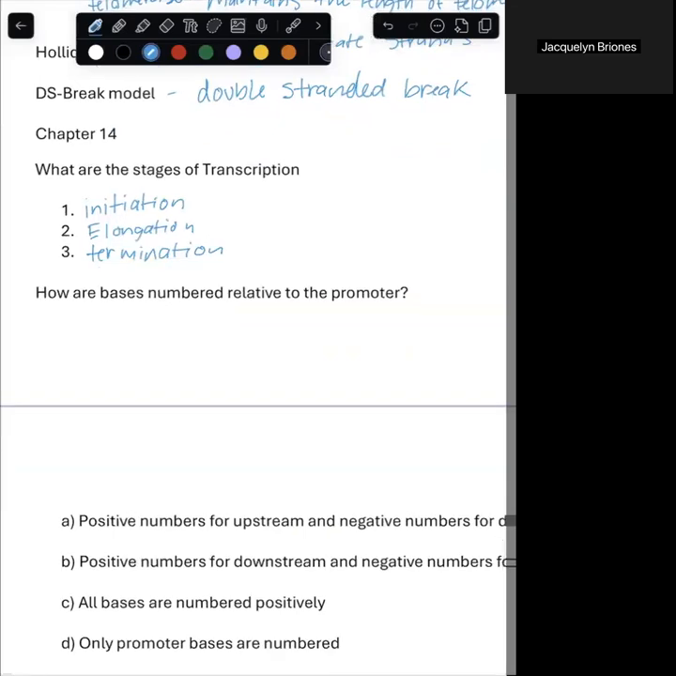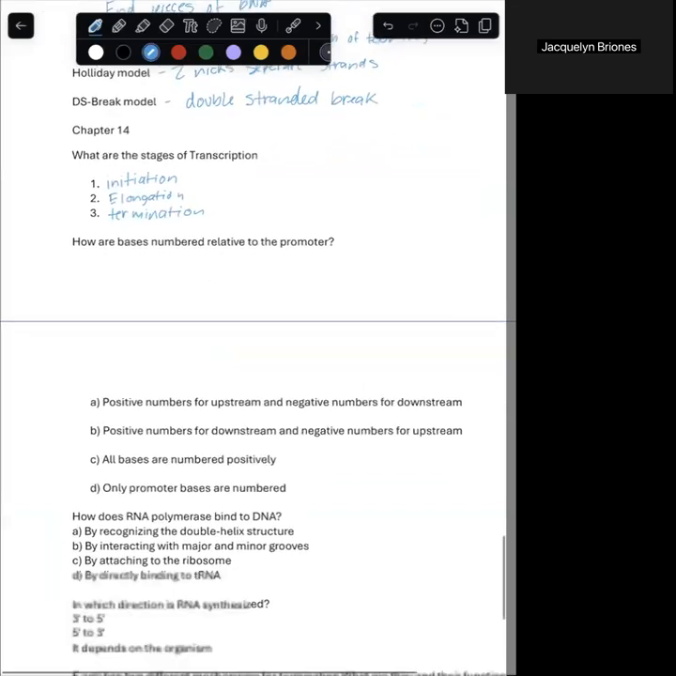How are bases numbered relative to the promoter? So the answer to this is positive numbers for downstream and negative numbers for upstream. So say it starts here, upstream, and then you would have downstream. So these would be positive, and these would be negative.